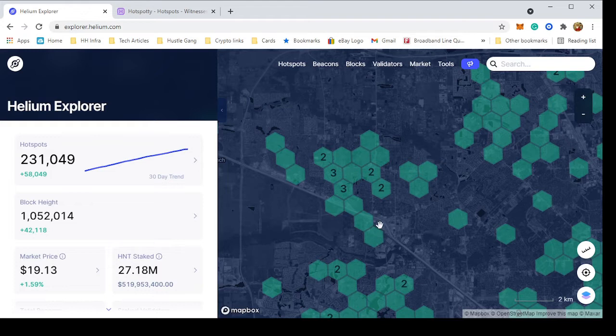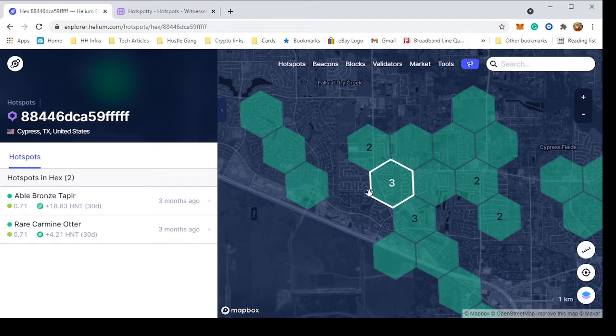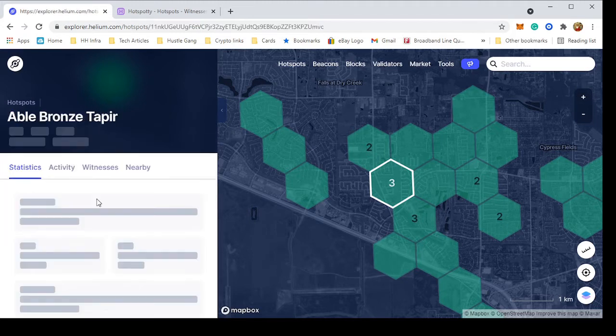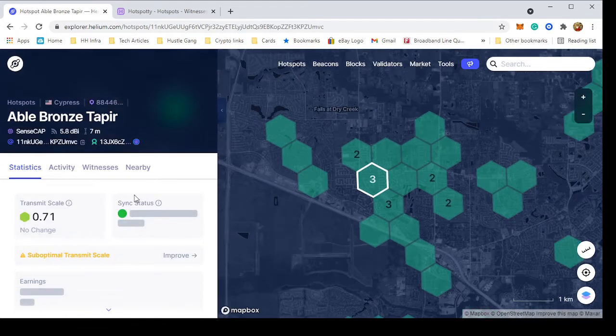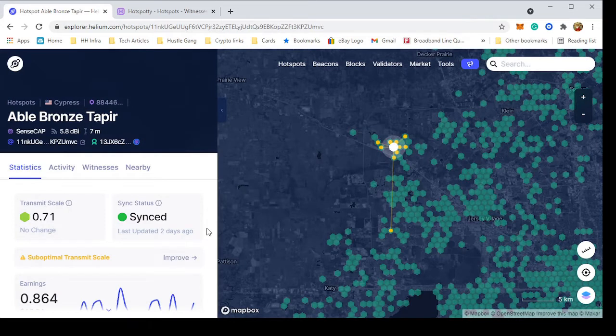We'll take a look at both of those locations here, but as you can see, this is still growing. Lots of green here. Looks like two other miners in my hex now. It says three here, but they're only showing me two. So this is our guy. Over the last 30 days, we've racked up 18 HNT, even though our transmit scale has dropped somewhat over the last couple days.